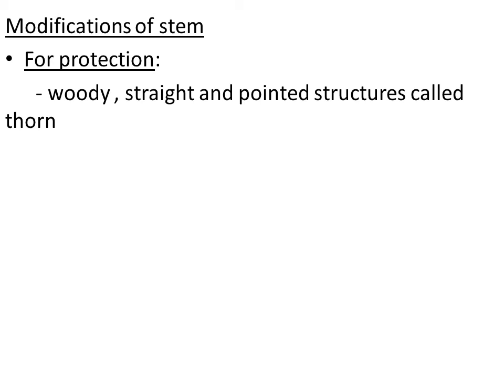What do you mean by thorn? A thorn is a woody, straight and pointed structure. You might have seen in the citrus plant or in the bougainvillea plant, there is a prickling structure present on the surface of the stem, right? Those prickling structures are nothing but thorns. The character of a thorn is that it is a woody, straight and pointed structure.